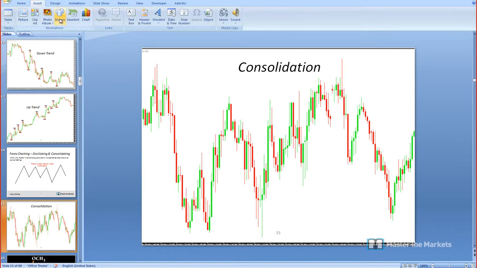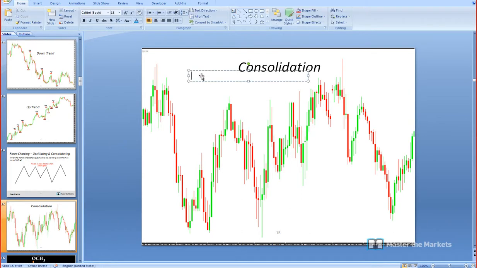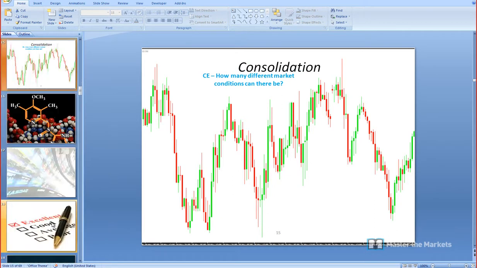So over here you can then question them again, client engagement, where you can ask how many different market conditions can there be. So there's 3 different types, isn't it? Uptrend, downtrend, and consolidation. This is a small recap here. So let's have that. Okay, good.